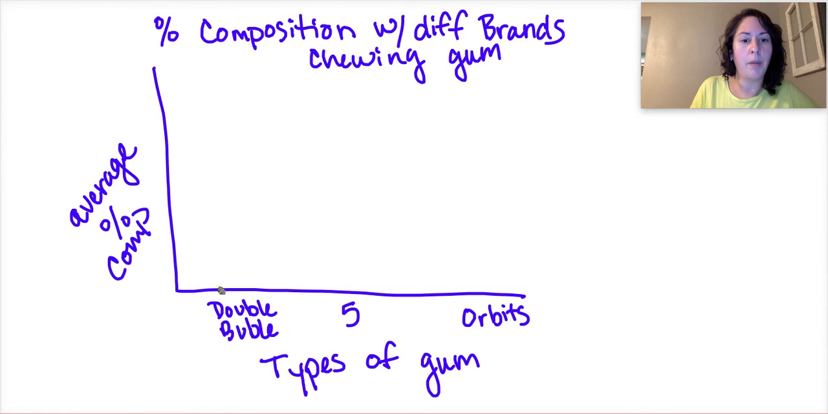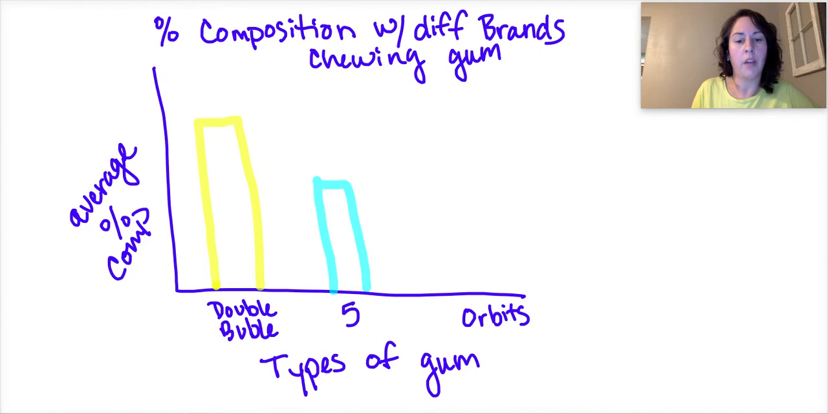So say Double Bubble, the percent of those ones was here, and then for our 5 Gum, maybe it's here, okay, and then maybe Orbits lasts the longest. I don't know what it would actually be. We would have to go and actually test this. Okay, so it's going to be a little bit less here.